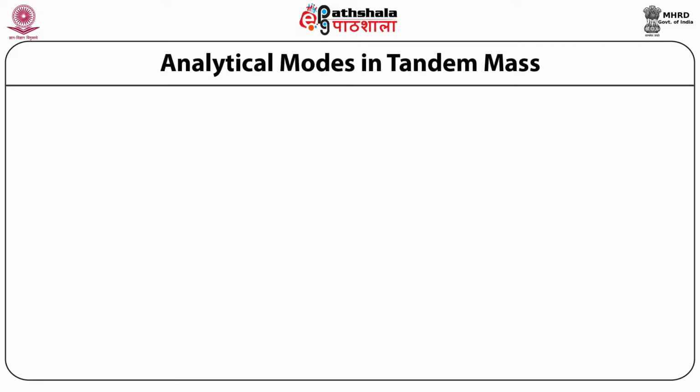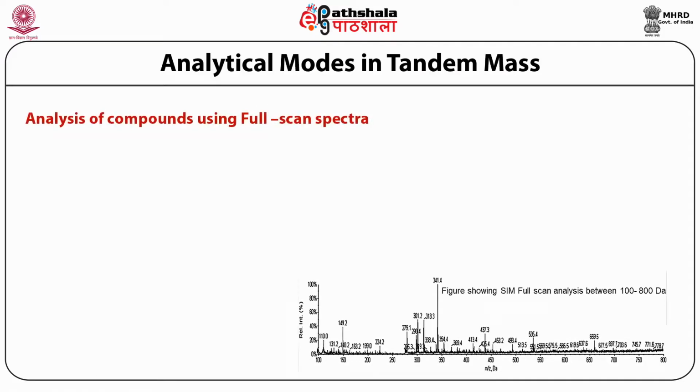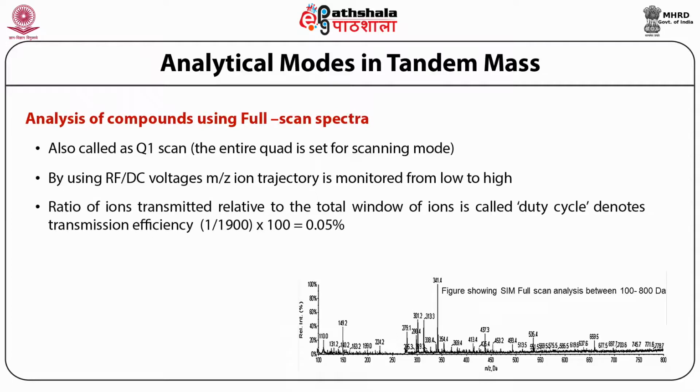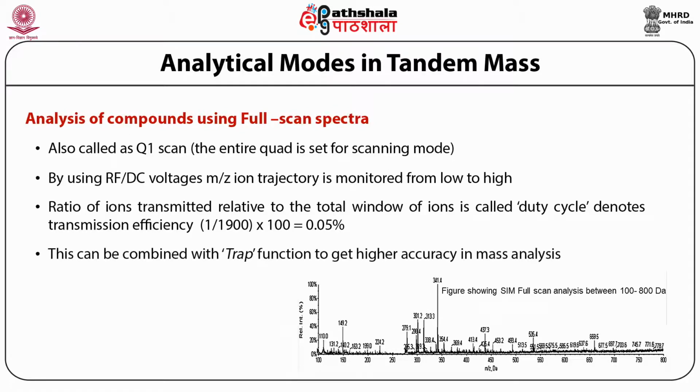In the analytical modes of tandem mass spectrometry, this is analysis of compounds using full scan spectra. What you're seeing here is a full scan spectrum scanning from 100 to 800 Daltons. So it's also called a Q1 scan. By using RF and DC voltages, the m/z ion trajectory is monitored from low to high. The ratio of ions transmitted to the total window of ions is called the duty cycle, which denotes transmission efficiency. This can be combined with the trap function to get high accuracy in mass analysis.